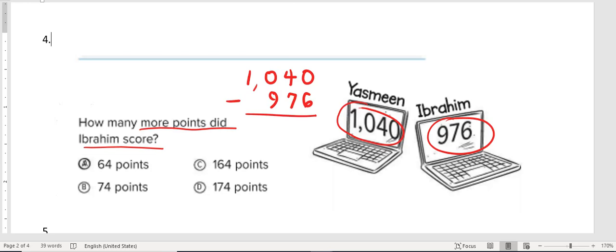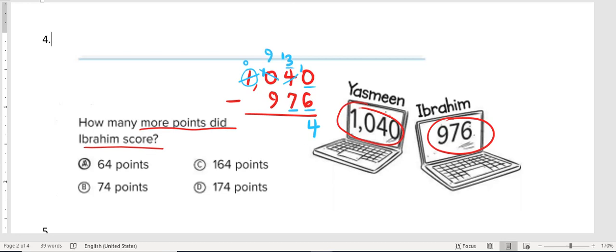976. So, starting from the ones place, 0 and 6, we borrow 1 from 4, you have 3 left. Put the 1 here, 10 minus 6 is 4. 3 and 7, not possible. Borrow 1 from 0, but 0 is nothing, we can't borrow. Then you go to the next place value, 1. We borrow 1 from there, 0 left, we put the 1 here, it is 10. We borrow the 1 from 10, we have 9 left, put the 1 here, 13.